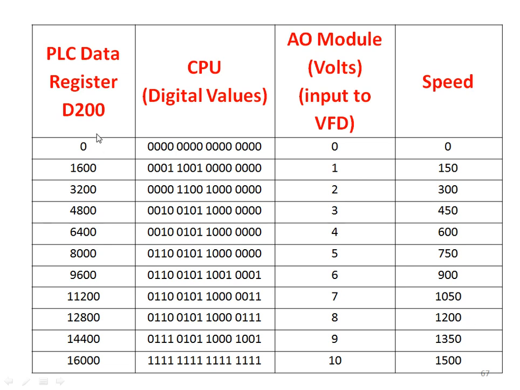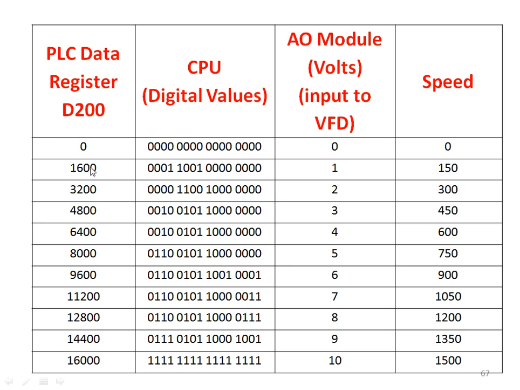Suppose in a register I supply 0, then the equivalent binary value will be 0000. This value will be given to the analog output module. The analog output module will produce 0 volt, the unit of this output being volt. So 0 volt is given to the VFD, and the machine will run at 0 speed.